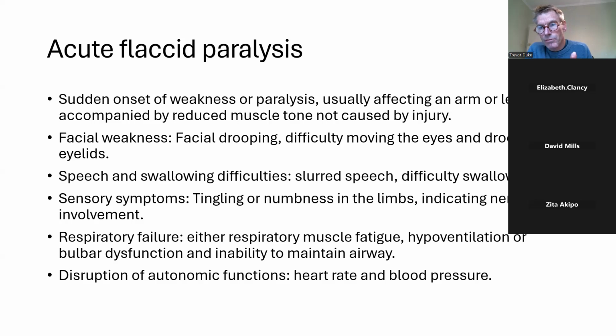And some children will have progression to respiratory failure, either because of respiratory muscle fatigue or hyperventilation, sometimes from bulbar dysfunction and an inability to maintain their airway. And some children with certain types of acute flaccid paralysis will have disruption to autonomic function, especially heart rate and blood pressure. They may have unusual tachycardia or bradycardia, particularly, or hypotension as sort of autonomic neuropathy. And again, that is a feature not so much of polio, but some other forms of acute flaccid paralysis.